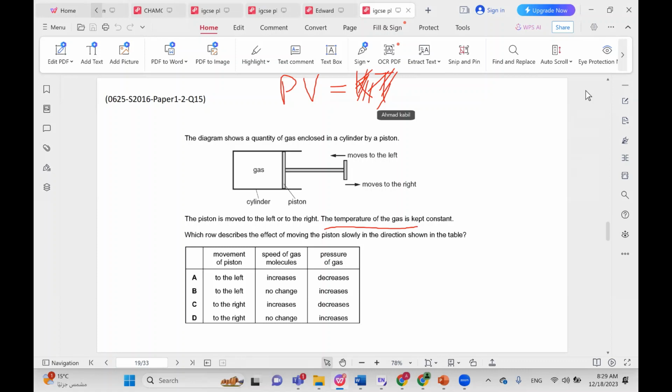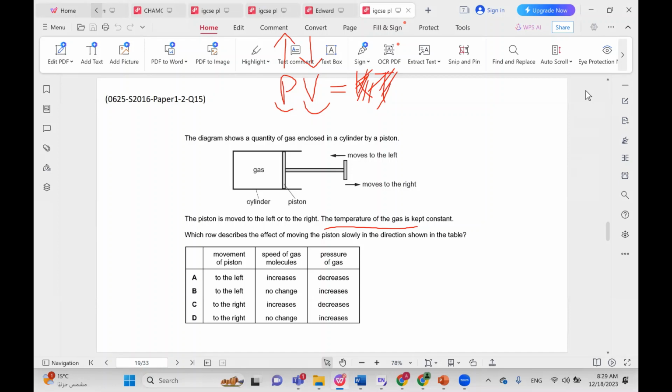So what is the relationship between P and V? We said if they're on the same side, as pressure increases, volume decreases, and vice versa. So they have an inverse relationship. So which row describes the effect of moving the piston slowly in the direction shown?